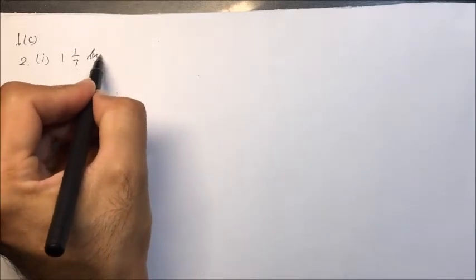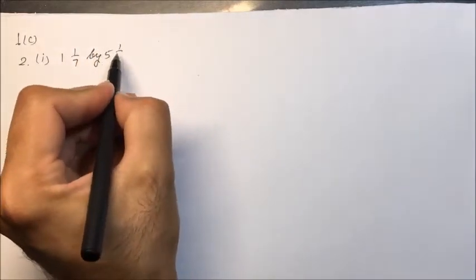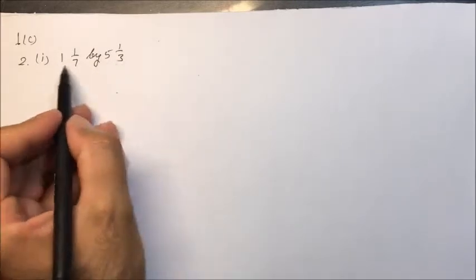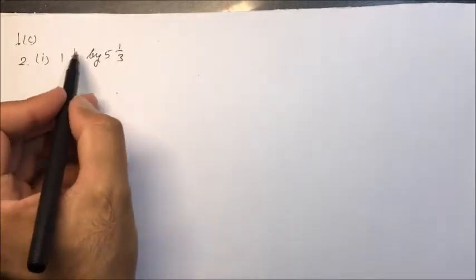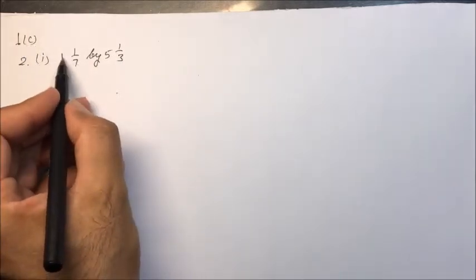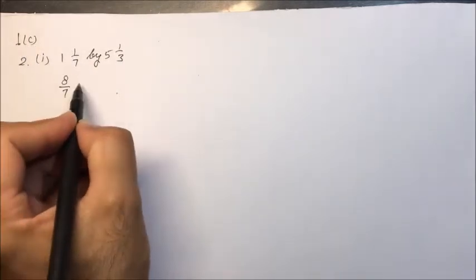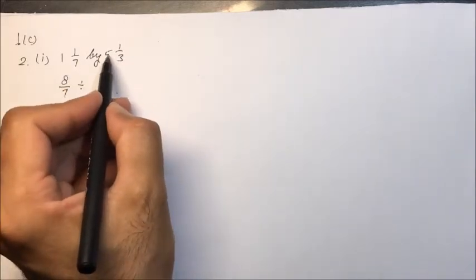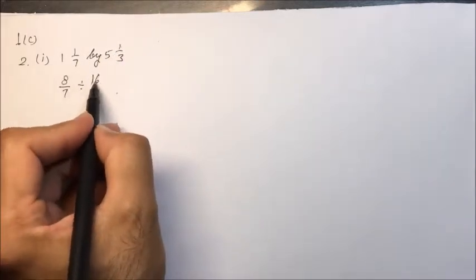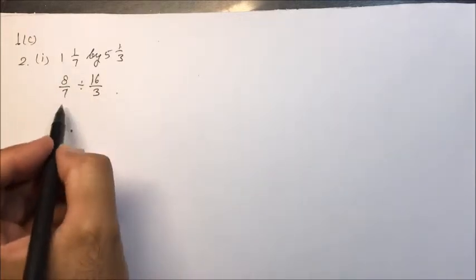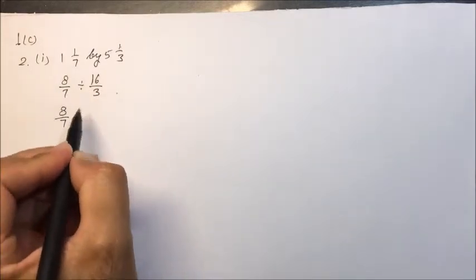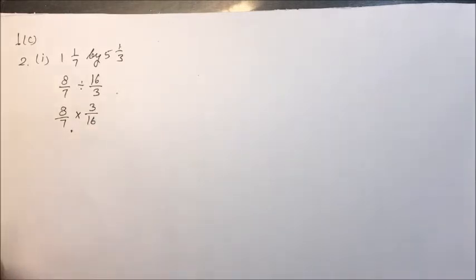Now I'll be solving first C, second question, first part. The given question is we have to divide 1 by 7 by 5 1 by 3. So the rational numbers are given in mixed fraction. First we will convert them into improper fractions. 7 1s are 7 plus 1, 8 by 7 divided by 5 3s are 3 5s are 15 plus 1, 16 divided by 3. Now 8 upon 7 into the reciprocal of this, 3 upon 16.